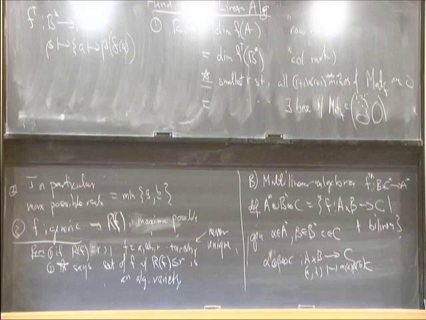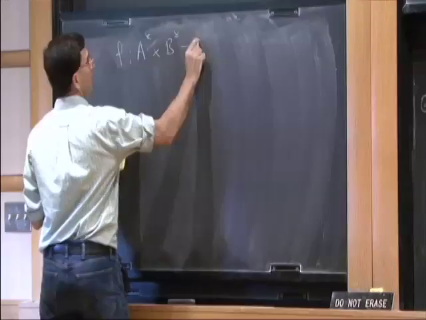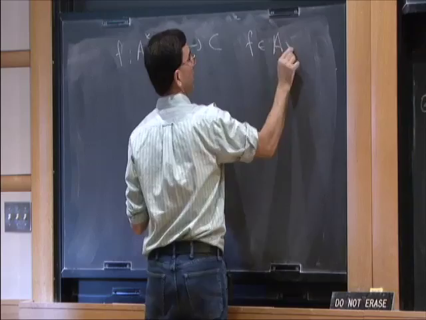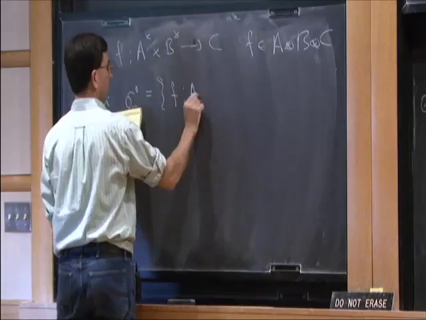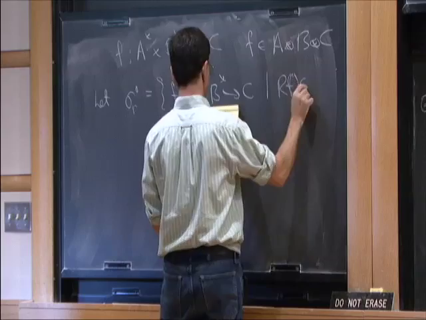So let me change notation ever so slightly, because we should be more symmetric about things. So let's think of F as a linear map from A star cross B star to C. So F is an element of A tensor B tensor C. And let's let sigma R0 be the set of F such that the rank of F is at most R. And let's let sigma R be the closure.